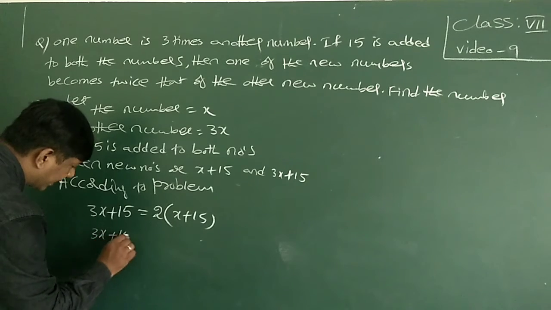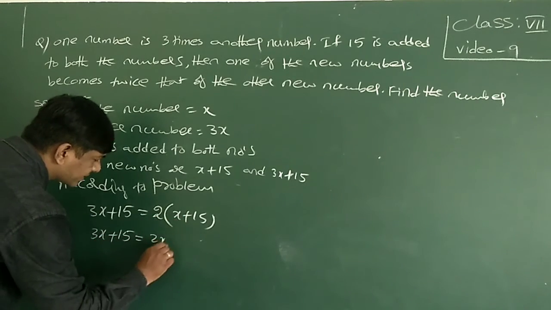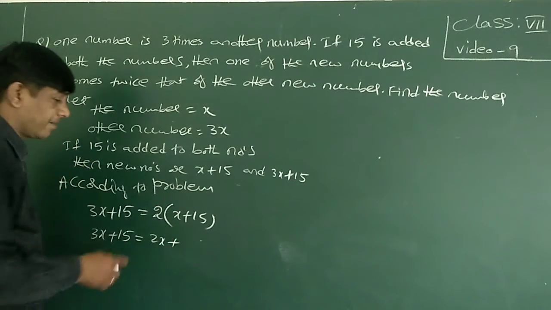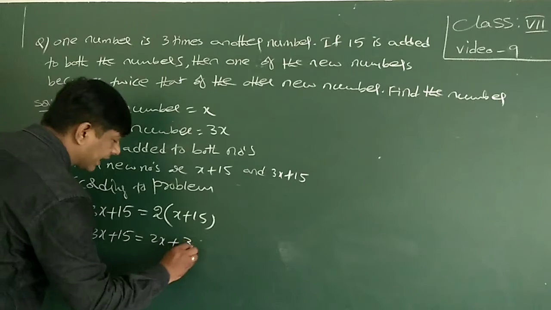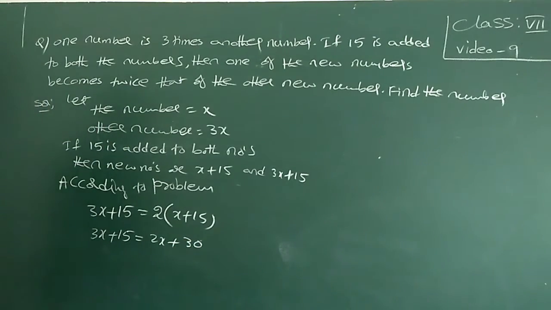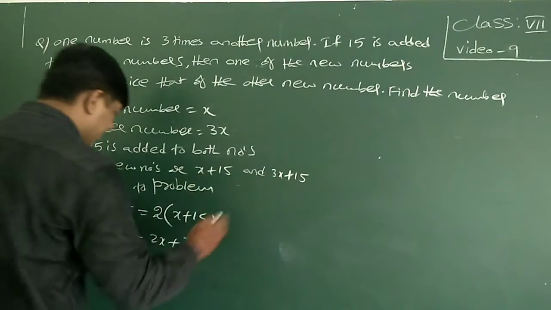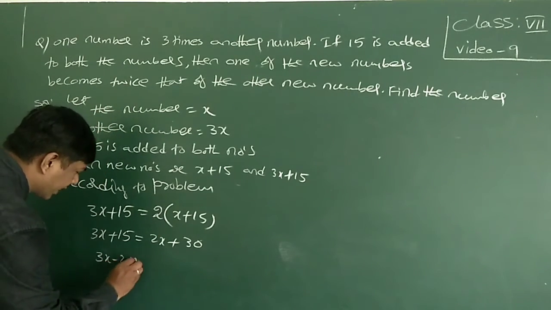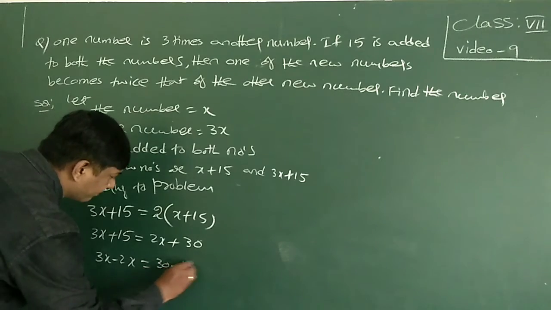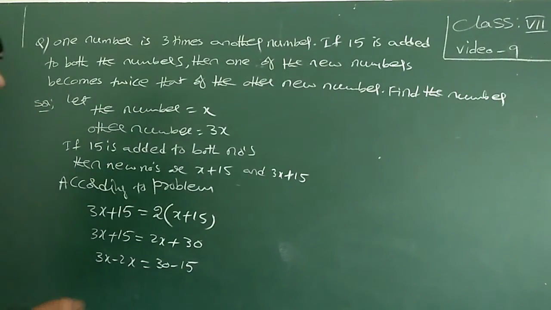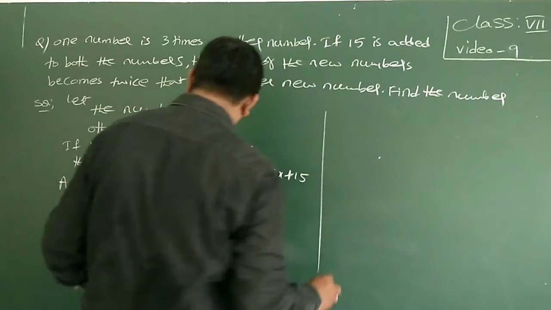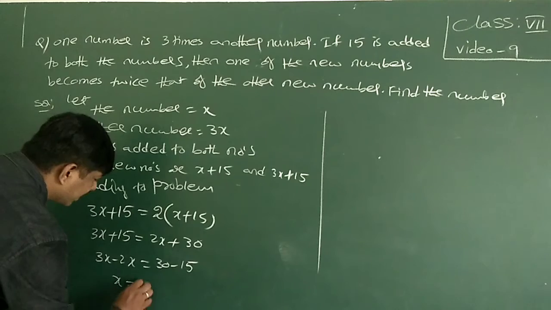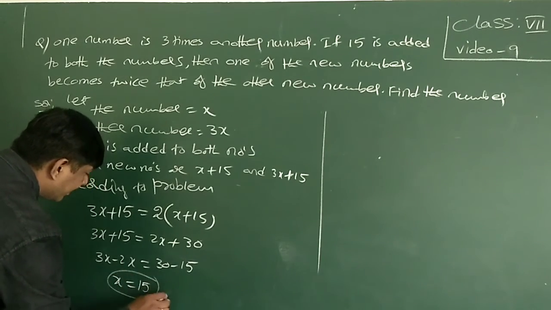Now, 3x plus 15 is equal to 2 into (x plus 15). While multiplying a binomial, we need to multiply each and every term of the binomial: 2 into x is 2x, 2 into 15 is 30. After this, transpose the variables to one side and constants to the other side. 3x minus 2x is equal to 30 minus 15. 3x minus 2x is x. x is equal to 30 minus 15, which is 15.